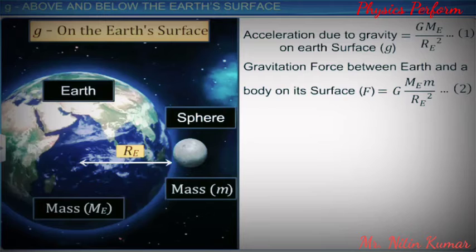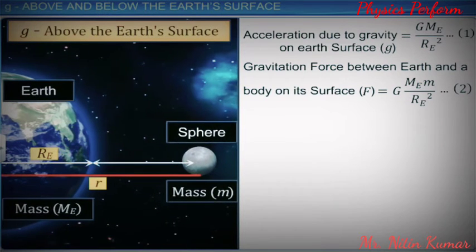where m is the mass of the body on the surface of the Earth. Now let us assume that the body, that is the sphere, is taken away from the surface of the Earth to a height h, which is comparable to the radius of the Earth. The body placed at a given height experiences the gravitational force due to the Earth. It is represented in equation 3. F equals G Me into m divided by square of Re plus h. This gravitational force on the body towards the Earth is its weight.